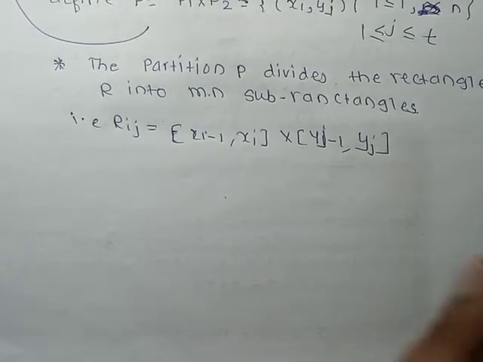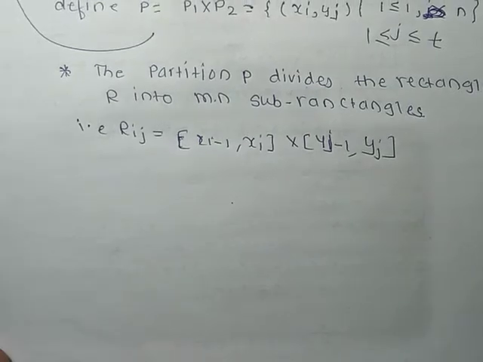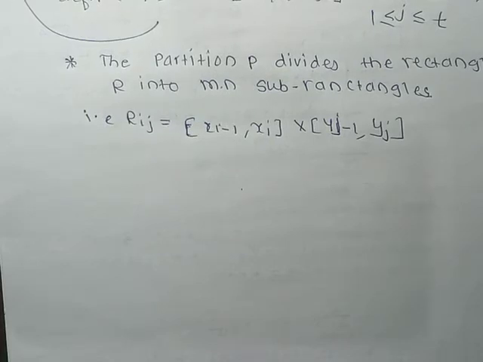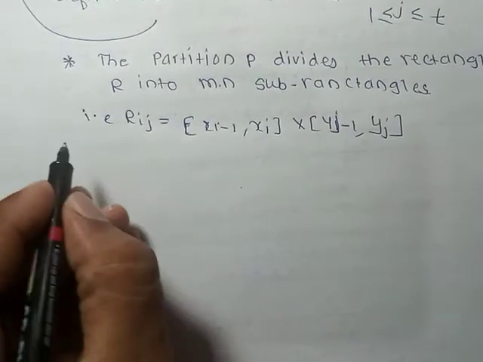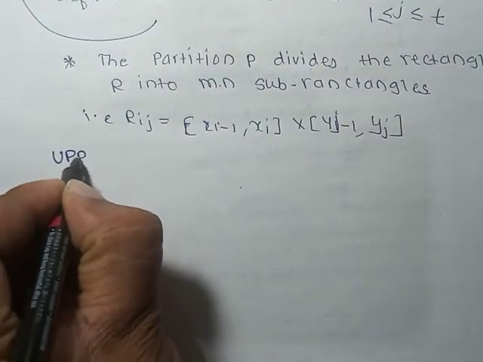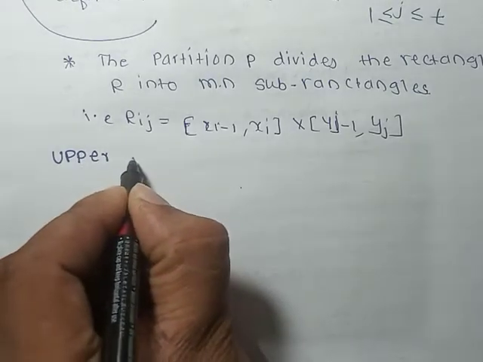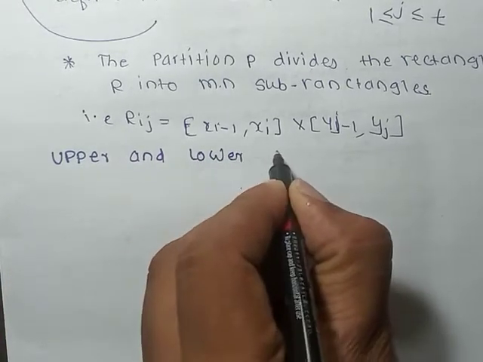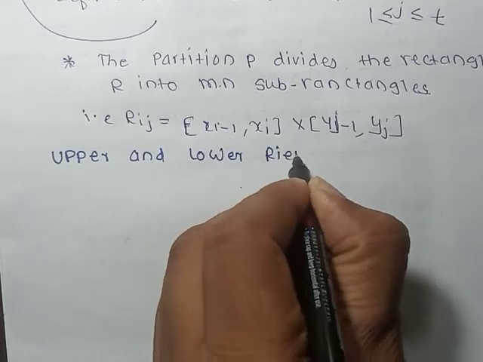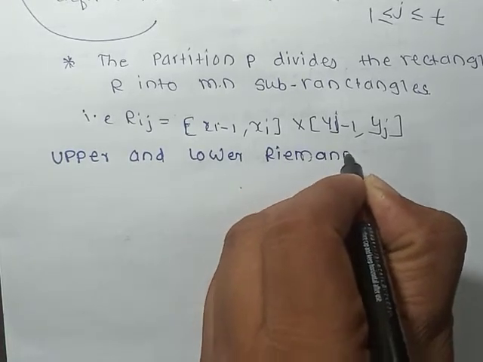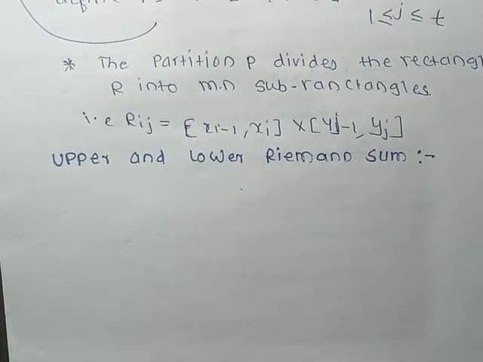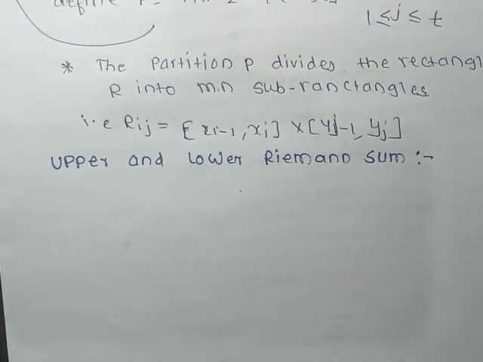Now this is about the rectangle, and we are defining the integral over the rectangle. So there was a need to discuss these concepts, that is, what is meant by the rectangle and what is meant by the partition. Then the next definition is the upper and lower Riemann sum.